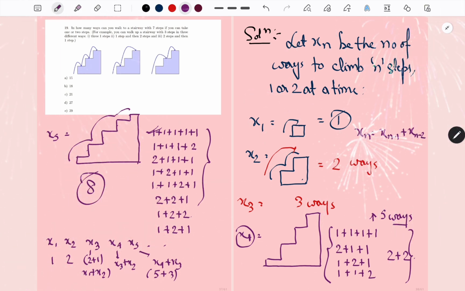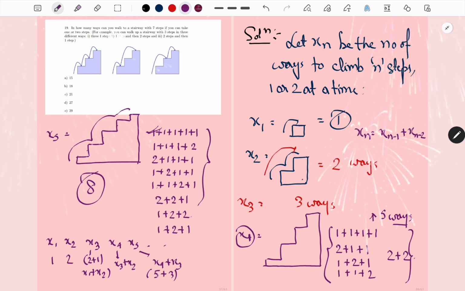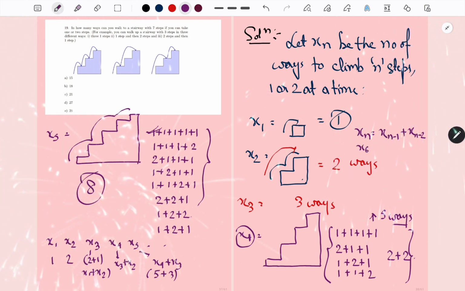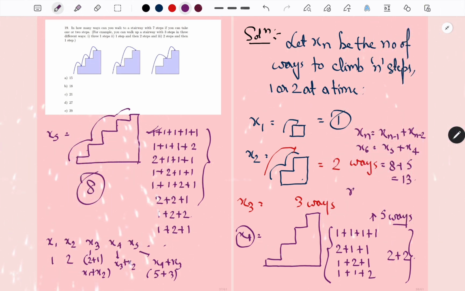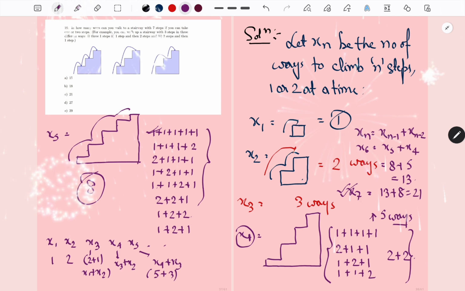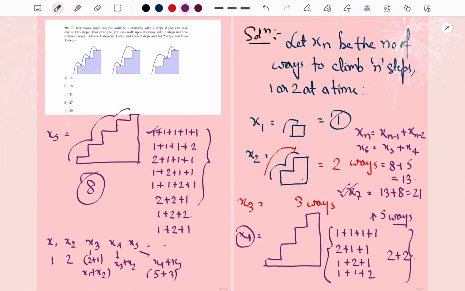Now what are we required to find? We are required to find for 7 steps. We already know for 5. So if we go for 6, x6 will be equal to x5 plus x4. Now x5 is 8, x4 is 5, so therefore 13 ways. Now x7 will be 13 plus 8, that is equal to 21. So there are 21 ways in which you can climb a stair of 7 steps, taking 1 or 2 at a time. That is an elegant question. Nice.